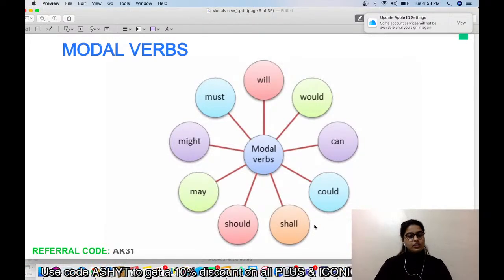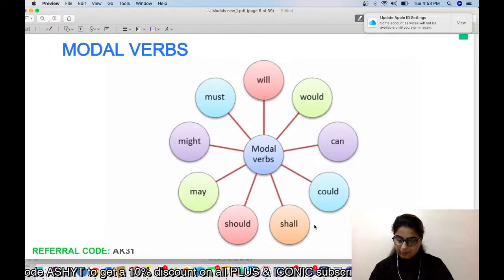Yeah, Zoya, of course. Of course, I'll teach modal verbs in the special classes.